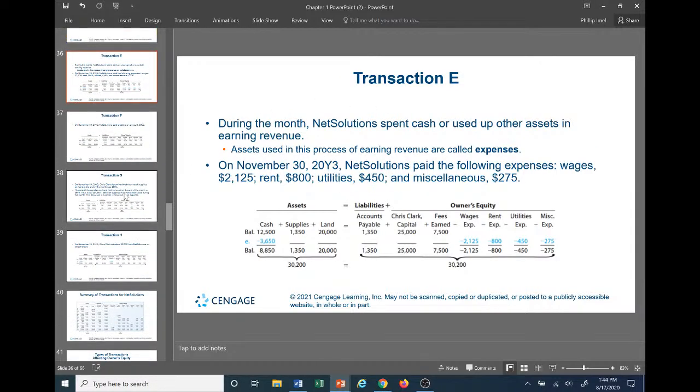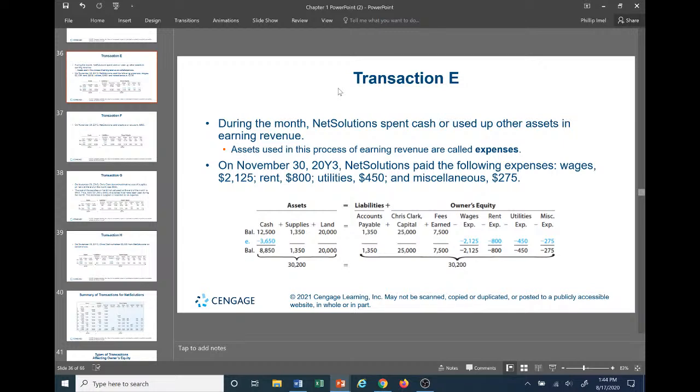Let's throw another transaction into the accounting equation here. Once again, remember all elements have already been triggered by previous transactions. Now we're just getting into more detail and picking out what items belong within each element. Now let's say during the month, Net Solutions spent cash or used up other assets in earning revenue. Anytime a company expends cash or uses up other assets in order to earn revenue, this process is referred to as an expense.